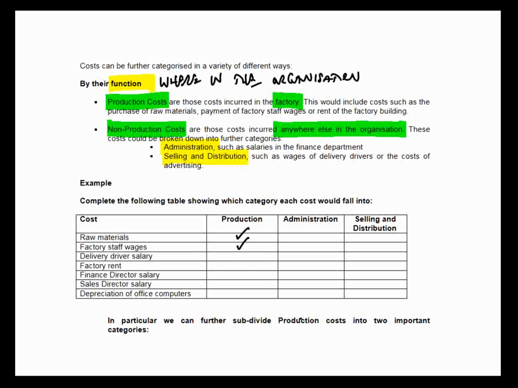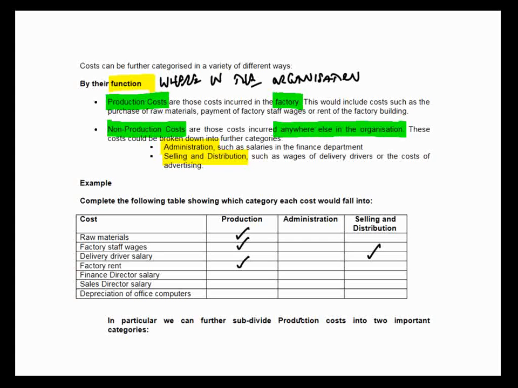We've now got payment to another type of staff. We've got delivery driver salaries. So I'm thinking delivery drivers would be part of the selling and distribution process of the organization, taking our products to the customers. Factory rent, well, again, it's about the factory, so treat that as a production cost.